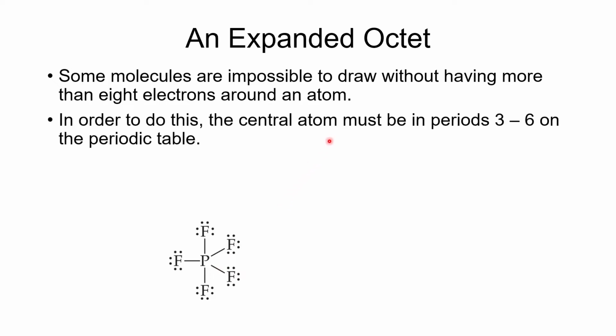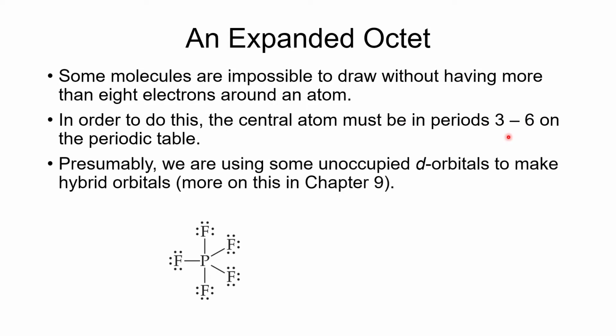Now, in order to do this, the central atom has to be in either period 3, 4, 5, or 6 on the periodic table. It can't be in period 2. All right, presumably we're going to be using some unoccupied d orbitals to make some hybrid orbitals, and we're going to talk about this more in chapter 9. And so that's what's going on with this.